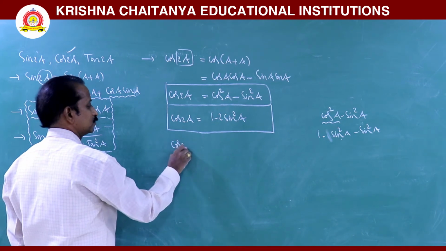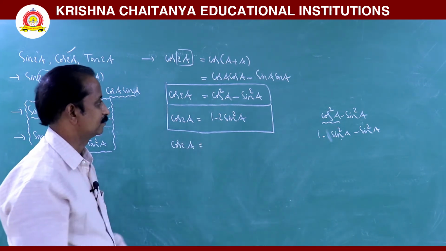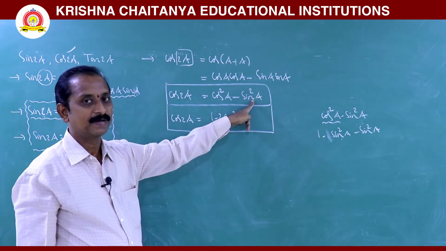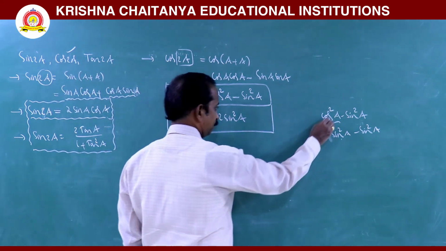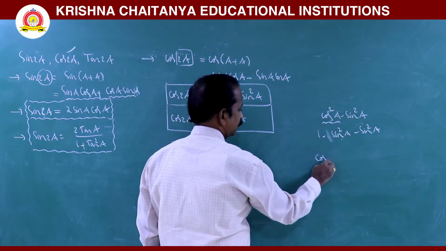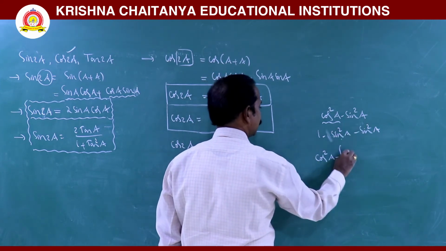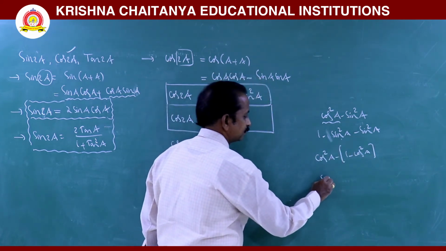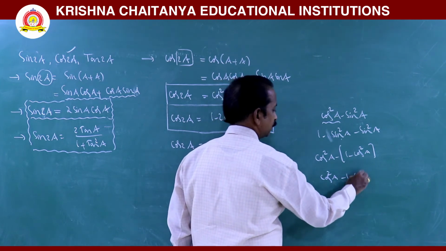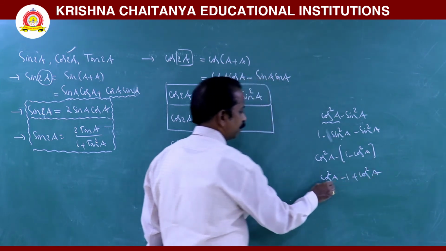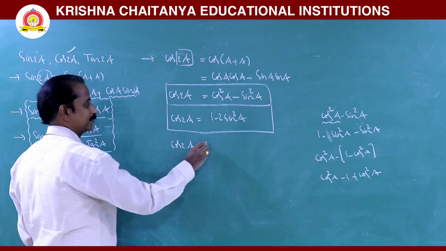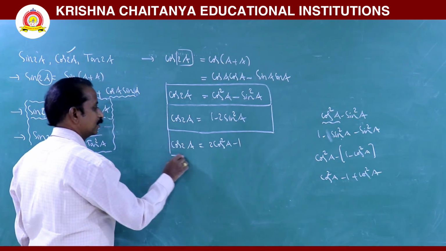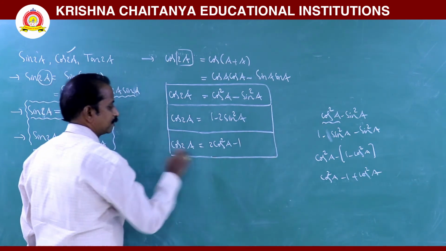We can write cos 2A in terms of completely cosine. Instead of sin square A, use the identity 1 minus cos square A. So from cos square A minus sin square A, we get cos square A minus 1 minus cos square A. Multiplying with the minus, it becomes cos square A minus 1 plus cos square A. So cos square A plus cos square A is 2 cos square A, and we can write 2 cos square A minus 1. This is another basic of cos 2A.